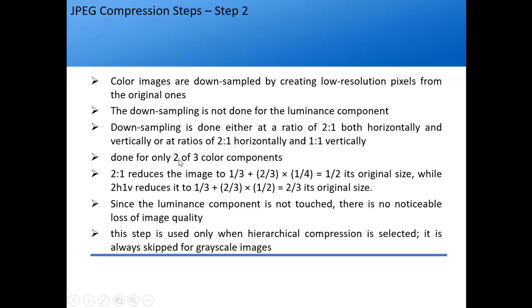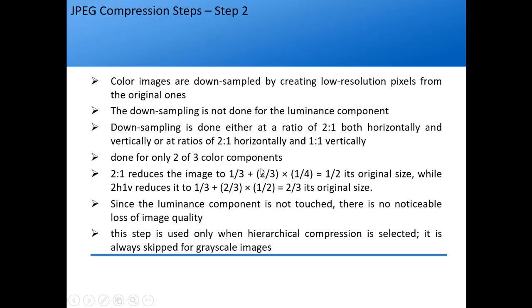And this is done for only 2 of 3 color components, because we don't want to lose all the data, so we keep one component as it is. We approximate only 2 of the color components. So 2:1 reduces the image to what? 1/3 is the same. Why? Because we are changing 2/3 of the image. So 1/3 is the same, so we keep 1/3 as it is.